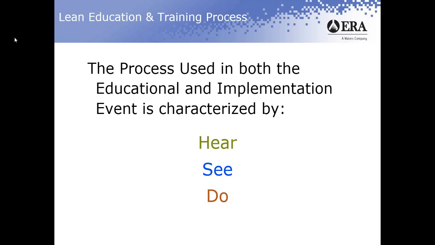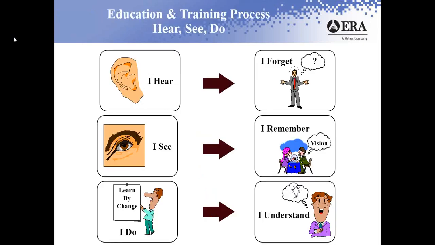The other piece that's key to lean is making sure that you educate and train your employees on the different lean tools and the whole aspect of lean, whether it's from 5S to Kanbans to value stream mapping, root cause analysis. I mean, there are hundreds of different tools out there. But it's also understanding how people learn. How do you educate people? And typically, you have the hear, see, do. You can hear something, you can see something, you can do something.